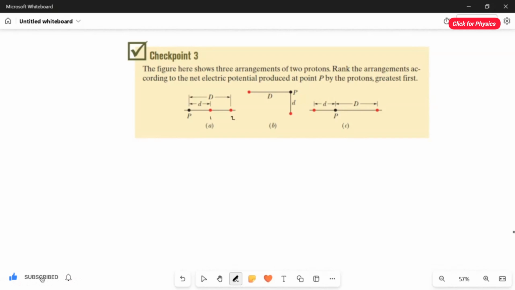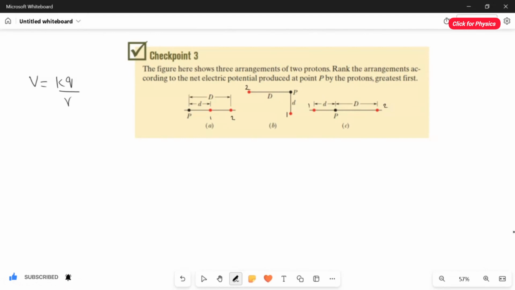And likewise here, we have two protons. This proton, let's give the number 1, and this one number 2. And here also number 1 and number 2. So we have these three situations. If you want to find the net electric potential, as we already studied from the theory, the electric potential V is equal to KQ over R. So you have to apply this rule for each proton.